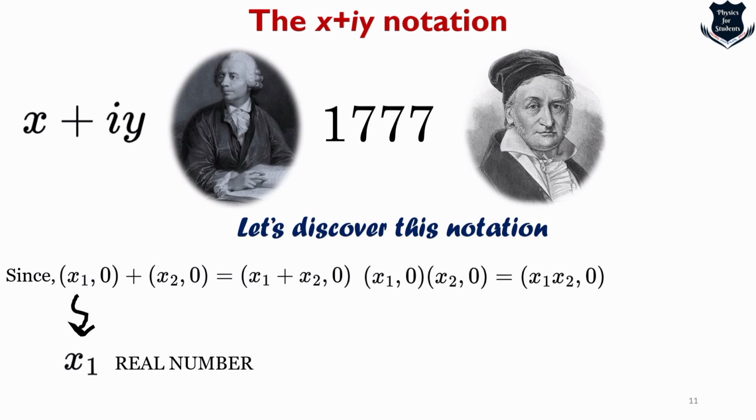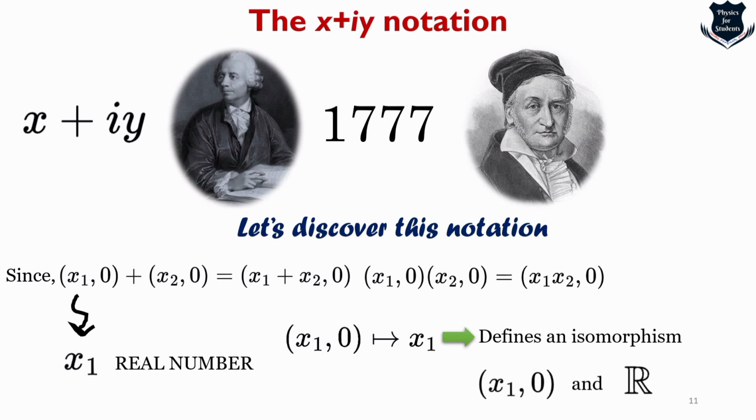So in other words, if I take x1 0 as a kind of map which maps to x1, it defines a kind of isomorphism, or let us call it similarity, between the set of complex numbers in the form of x1 0 and R, which is the real numbers. So we define x1 0 in terms of x1, which is a real number, and it defines a similarity or isomorphism between x1 0 and real R.